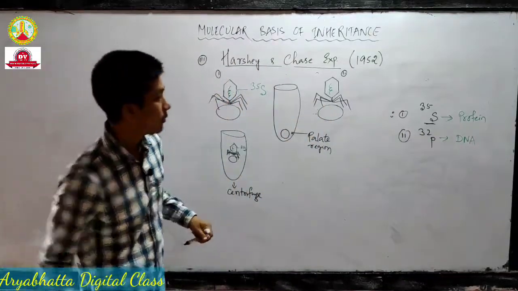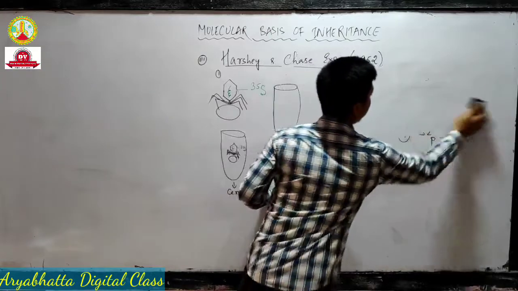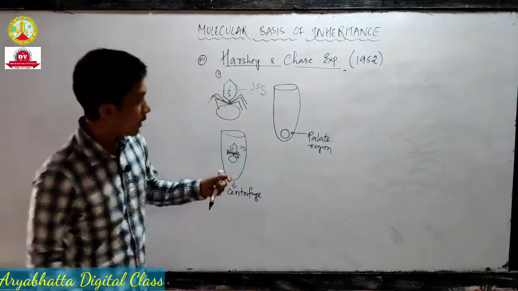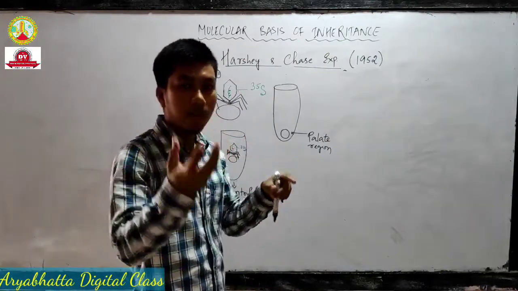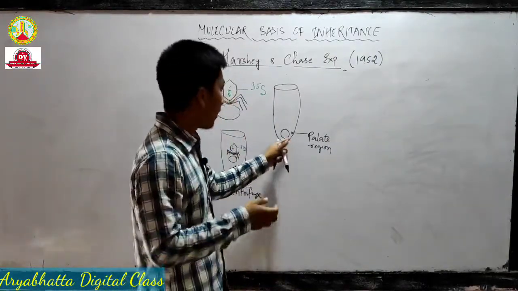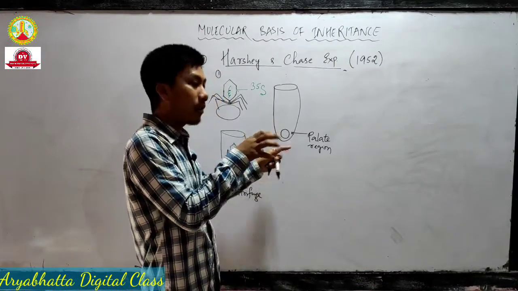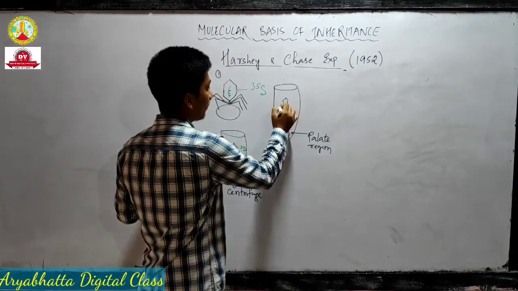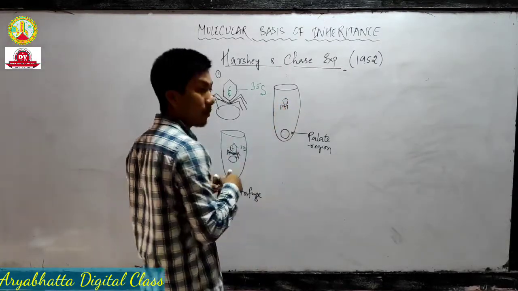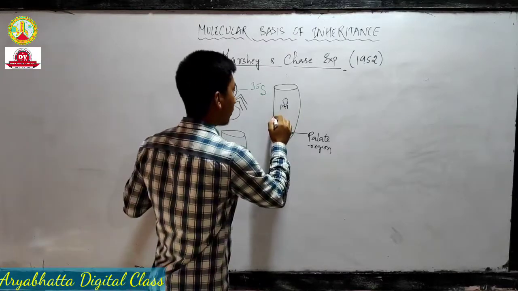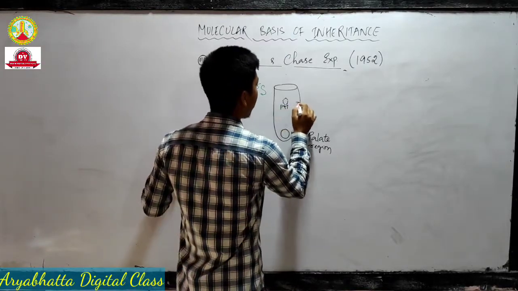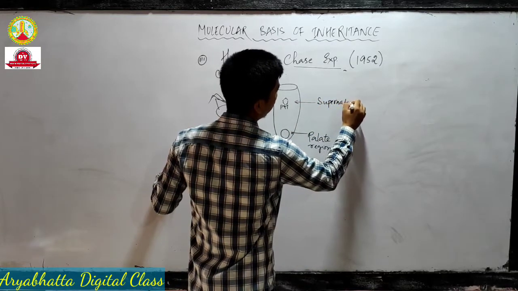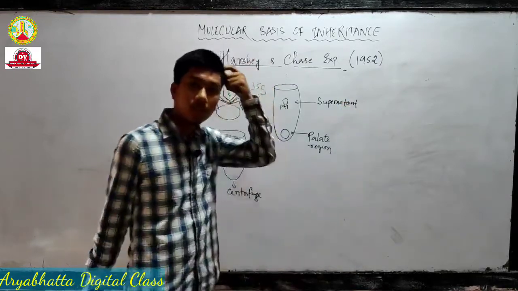I need a space. So the bacteria come down at the bottom of the test tube because it has a bigger size as compared to the virus, and the bottom region of the test tube we call a pellet region. And the virus remains here, because it has a smaller size, and this region we call the supernatant region.